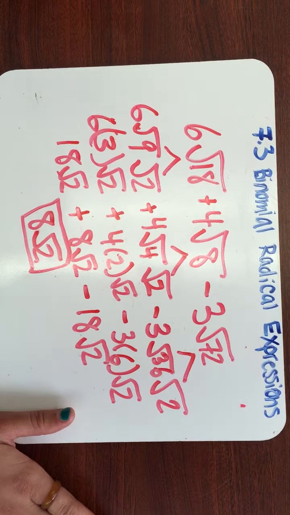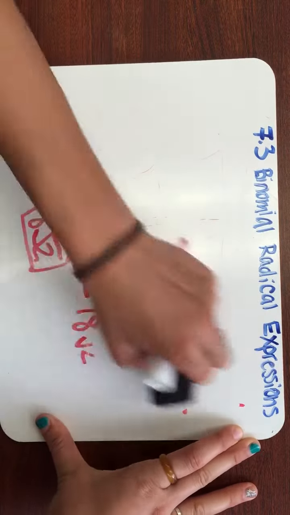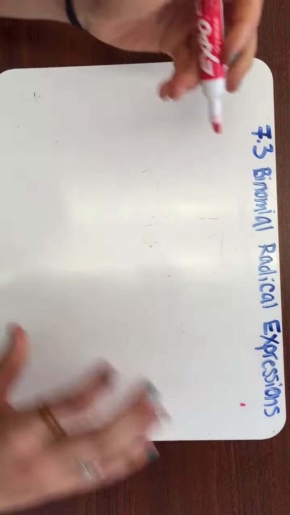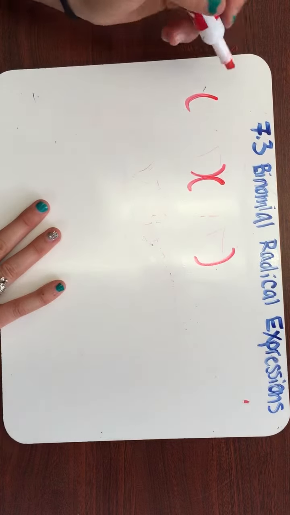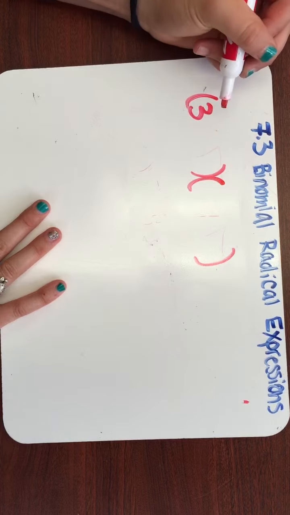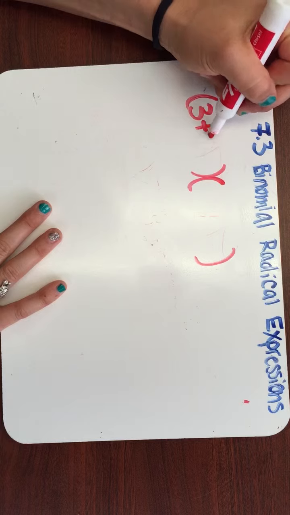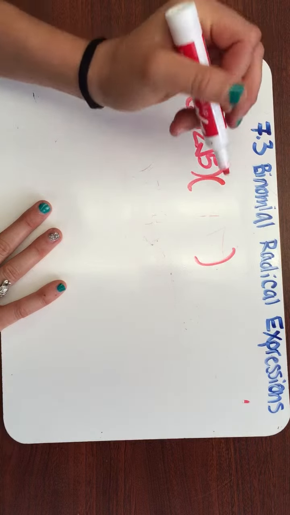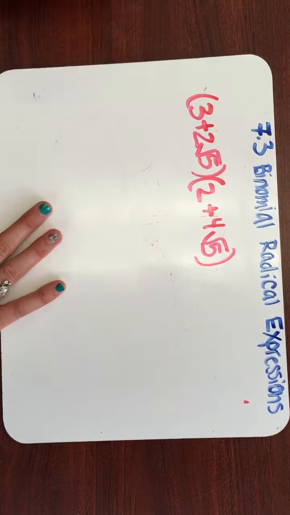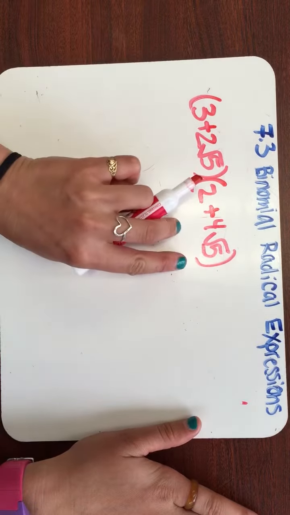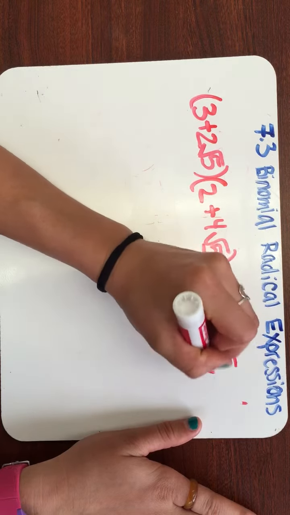Okay, moving on to multiplying binomial radical expressions. So we know that if we have two binomials and we're multiplying them, we use the FOIL method, which just stands for first, outer, inner, and last. So let's say we have 3 plus 2 radical 5 times 2 plus 4 radical 5. So we have two binomials and we're multiplying them. So we're going to FOIL.